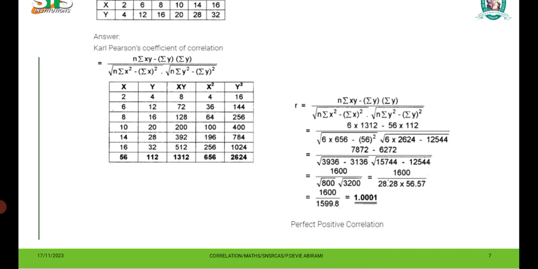Similarly, I have entered all my values in the denominator. If I simplify this by using a calculator, my answer is 1.001. That is, my answer is positive. What I have told already is that the correlation lies only between 0 to 1. My answer is 1. Therefore, my correlation is a perfect positive correlation.